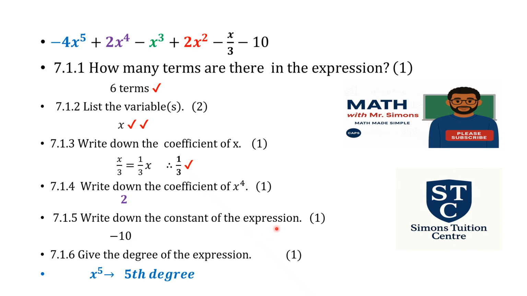Constant, simply which term has no x attached to it, so that's minus 10. And the degree of the expression, we want the variable with the highest exponent value. So there 2, 3, 4, 5, my highest exponent value is x to the power 5, therefore 5th degree.